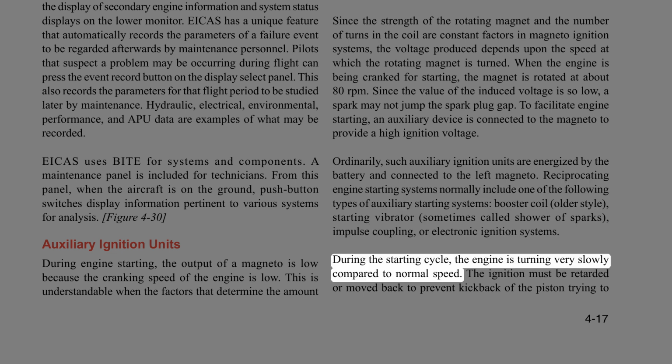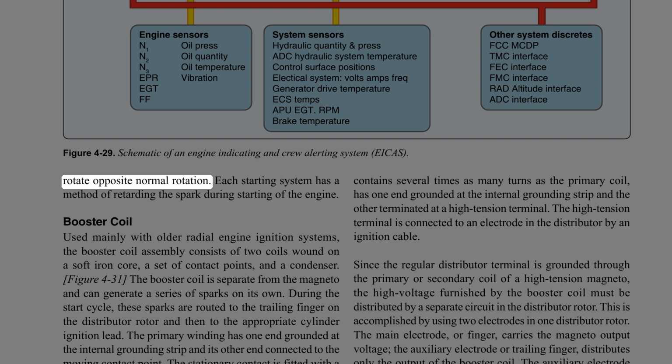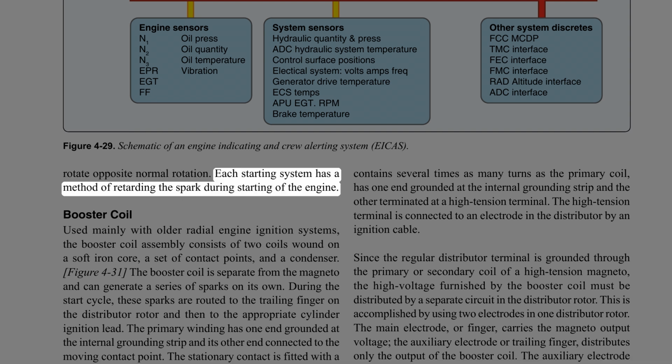During the starting cycle, the engine is turning very slowly compared to normal speed. The ignition must be retarded or moved back to prevent kickback of the piston trying to rotate opposite normal rotation. Each starting system has a method of retarding the spark during starting of the engine.